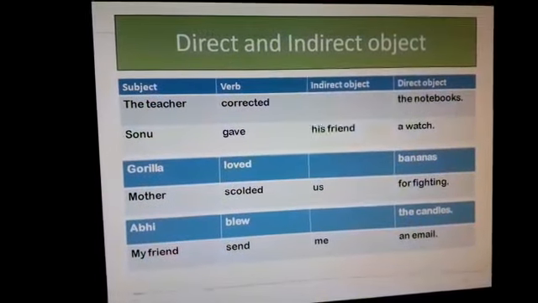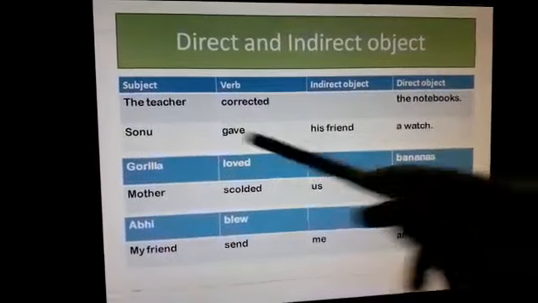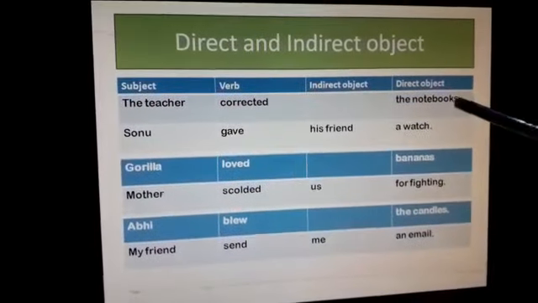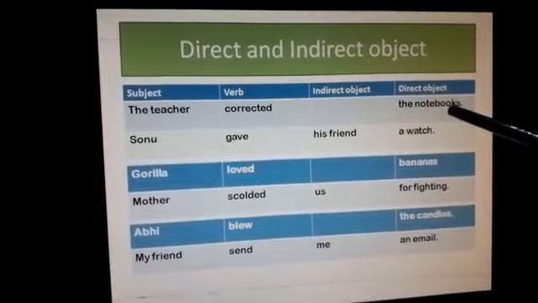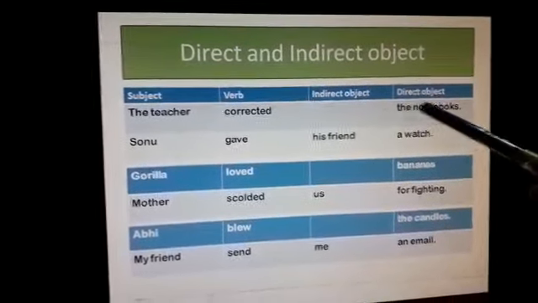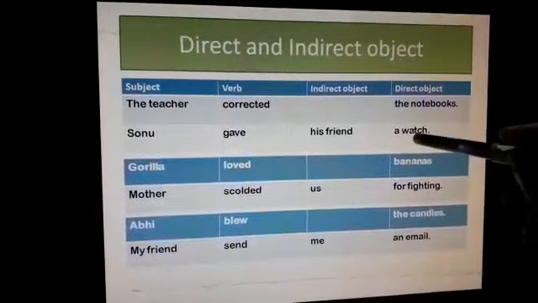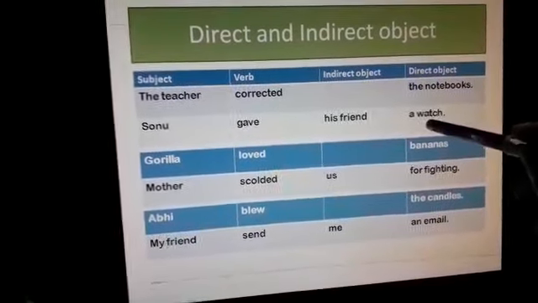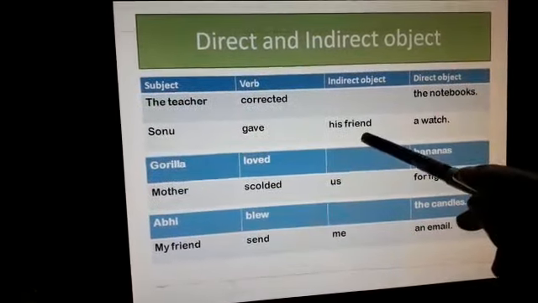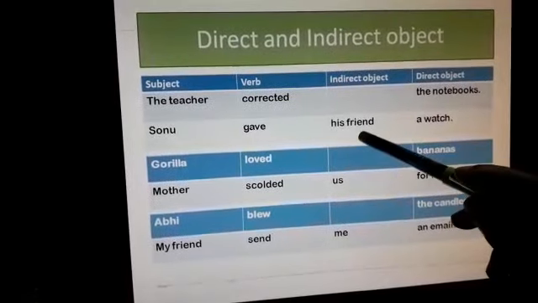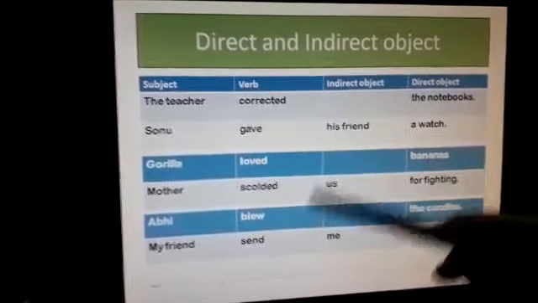Let us have some more examples of direct and indirect objects. The teacher corrected the notebooks. Here, the notebooks is the direct object because there is only one object. Sonu gave his friend a watch. Now, watch is the direct object. His friend. Whom did he give? He gave his friend. So, his friend is the indirect object.